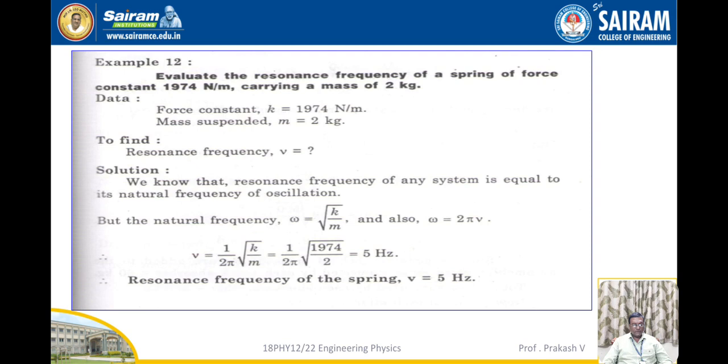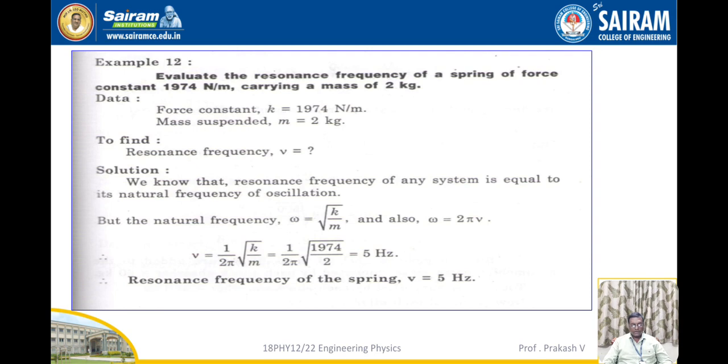If you look at the solution part, we know that resonance frequency of any system is equal to its natural frequency of oscillation. So the natural frequency omega is equal to square root of K by M, and also omega is equal to 2 pi mu. So finally the frequency mu is equal to 1 by 2 pi into square root of K by M. So this is the formula. So substitute the value of K and M here.